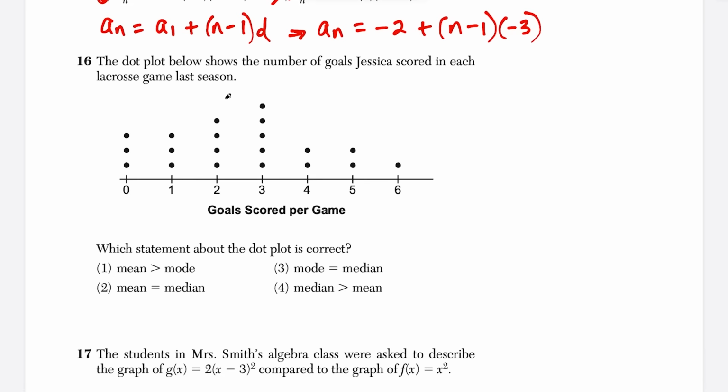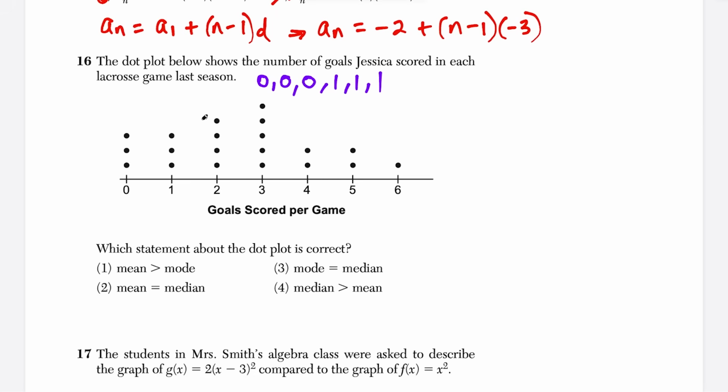Question 16, the dot plot below shows the number of goals Jessica scored in each lacrosse game last season. And we want to know which statement about the dot plot is correct. Now, if this dot plot doesn't make a ton of sense, what it's really saying is that in a certain game, Jessica scored 0 goals. And then in another game, she scored 0 goals. And in another game, she scored 0 goals. You can list it out like this, but this could be pretty tedious to do.